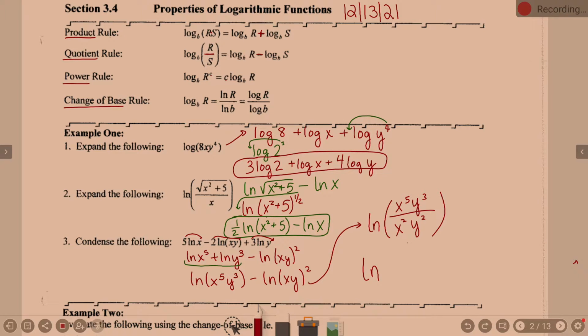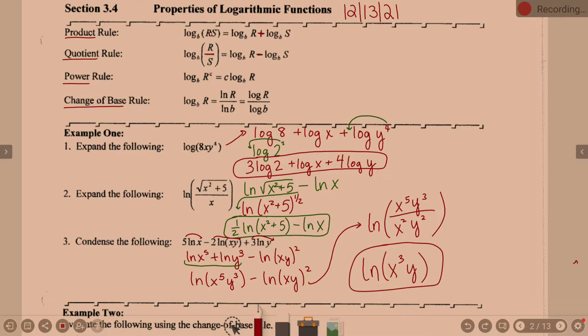That is x to the third, because 5 minus 2 is 3. What do you know about y to the third divided by y to the second? Y to the first, because 3 minus 2 is 1. So the answer I would end up with is natural log of x cubed y.